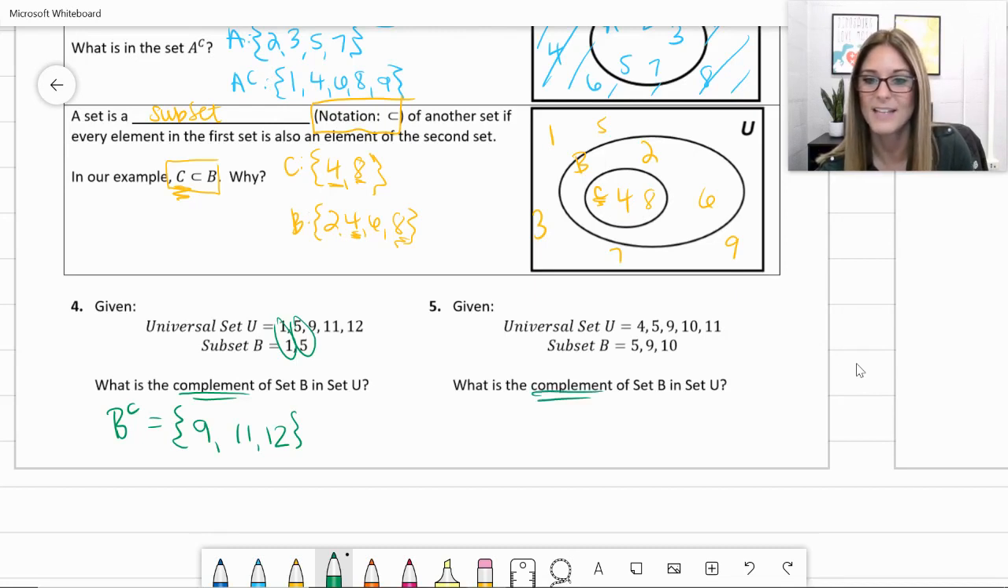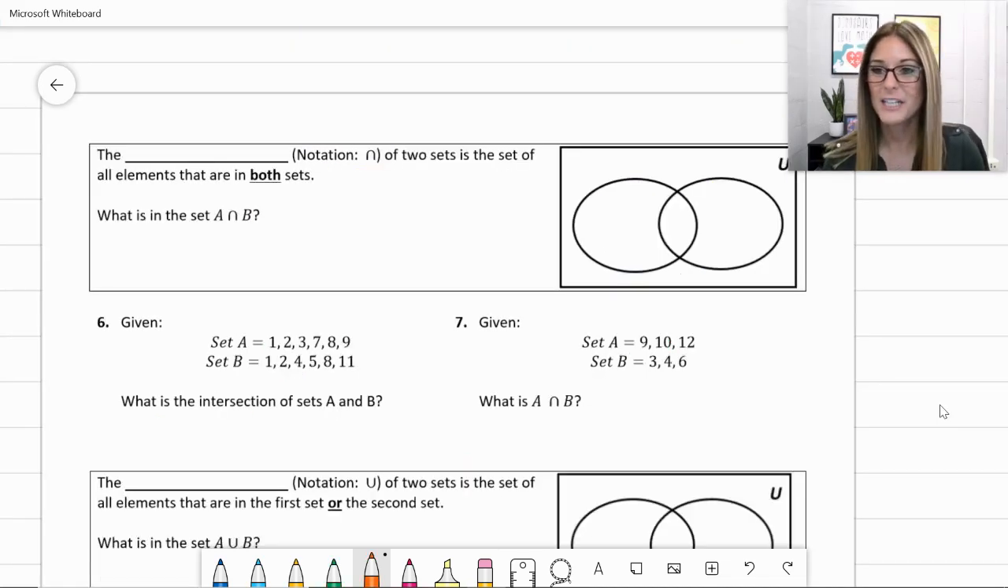What's the complement of set B in set U? I'm going to use that other notation, little tilde B, the complement of set B. They are sharing 5, and they are sharing 9 and 10. So the complement of set B in set U is 4 and 11.